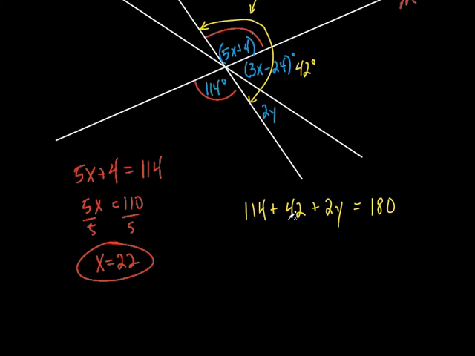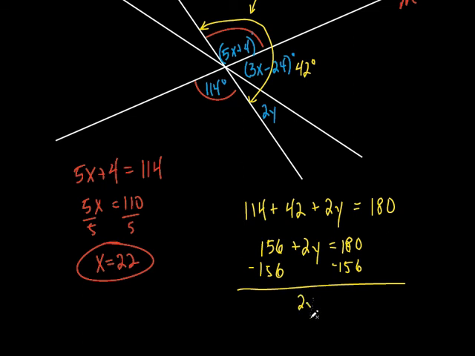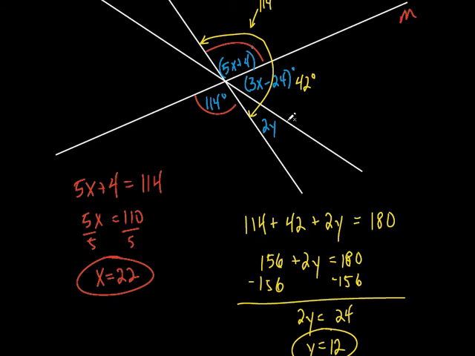So what's 114 and 42? We already, yeah, it's 156 plus 2y equals 180. Subtract 156 from both sides, and that's 24, isn't it? So 2y equals 24. Divide by 2, y is 12. And there's your answer right there. Make sense? All right. And if you think of it, 2 times 12 is what? 24. And let's see. Do they all add up? Yep. 114 and 42 is 156 and 24 is 180. Yep. Perfect. Works out nice, doesn't it?